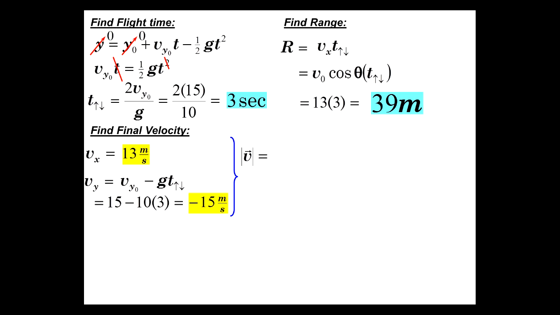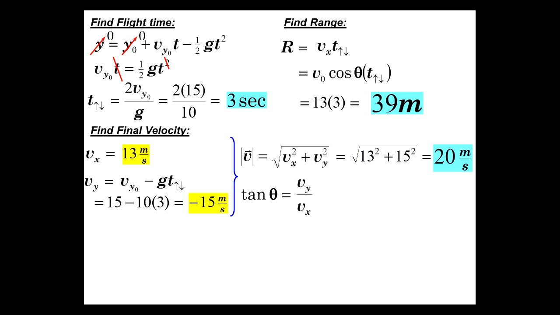All right, what are we going to do with this? We're going to find the magnitude now, or the speed of the projectile. The square root of the sum of the squares gives us 20 meters per second. And the tangent of the angle equals opposite over adjacent. So the angle is the inverse tangent of, now the opposite is negative 15, adjacent is 13, giving us minus 50 degrees. Okay, so we have all our information.